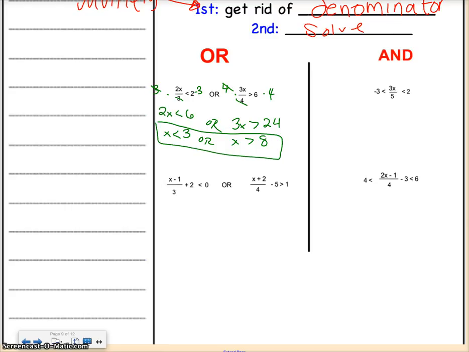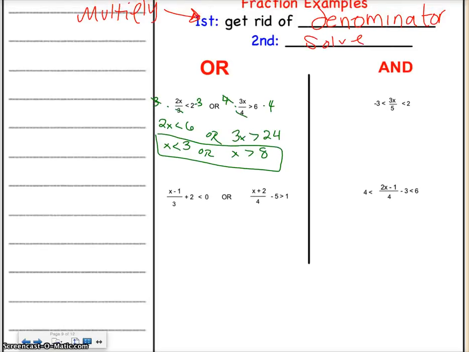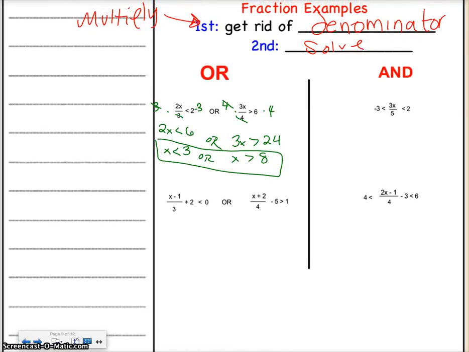Okay? So again, all I do is get rid of that denominator by timesing both sides through. And be cautious of flipping. Sometimes you have to flip, and I'm being forgetful of that here. So I want you to remember that sometimes today you might have to flip that inequality. An and example.